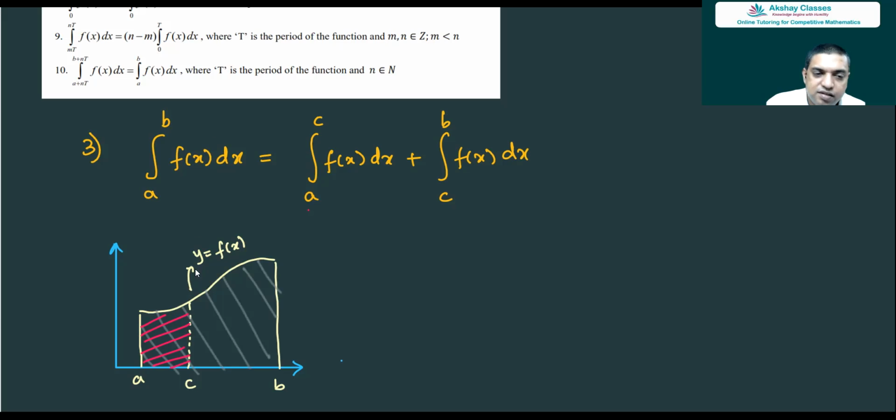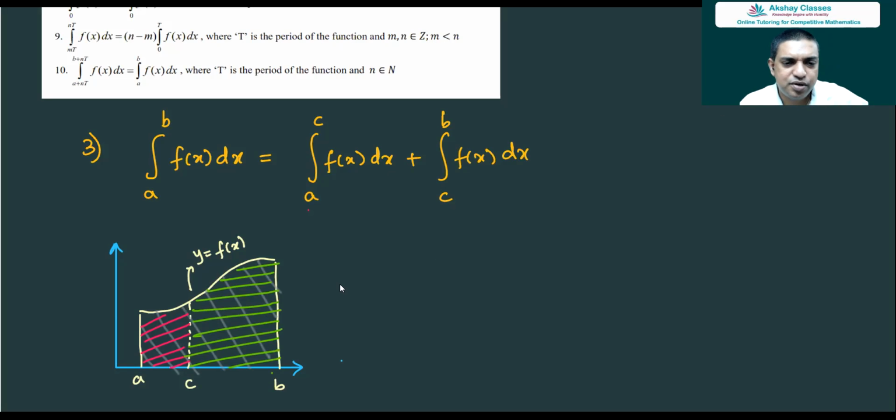And c to b is this area. Integral c to b f of x dx is this area, striped in green. So the area that is striped with the pencil from a to b is equal to the sum of these two areas. All right. So that's how this holds true. So this particular integral a to b f of x dx is a to c f of x dx plus c to b f of x dx. So this one holds true.